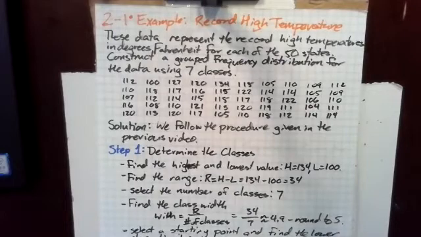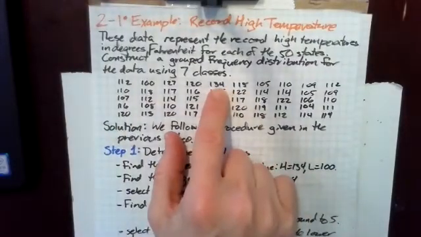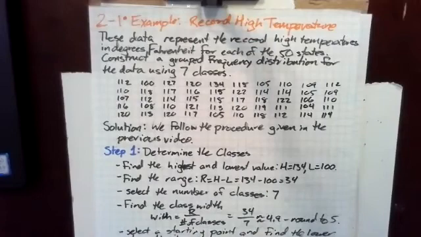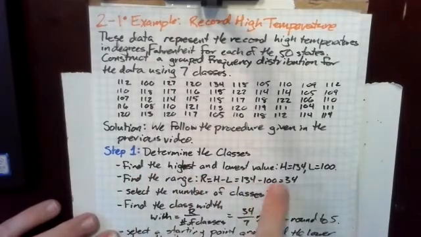So here we have the record high temperatures for each of the 50 states. The lowest here is 100 and the highest here is 134. So we follow the procedure that we were given in the previous video. First, we determine the classes. We find the highest and lowest value.